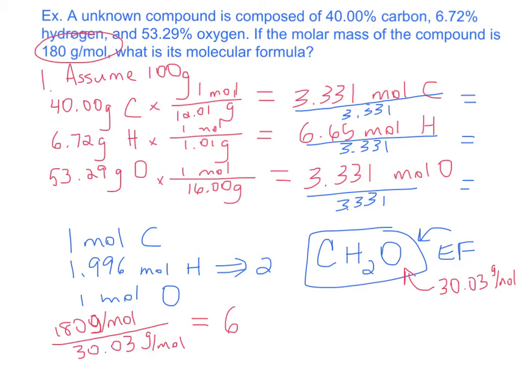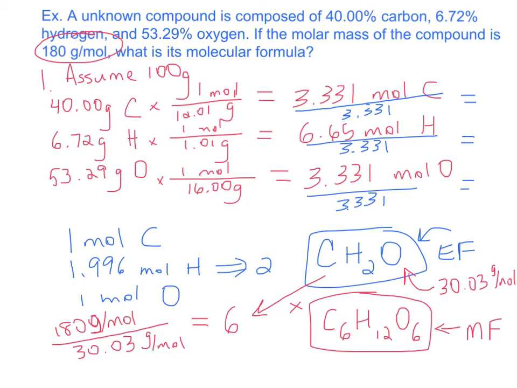What we need to do is take the empirical formula and multiply it by 6. And that should give us C6H12O6. And that is our molecular formula. And hopefully you know that C6H12O6 is glucose. Glucose has an empirical formula of CH2O.